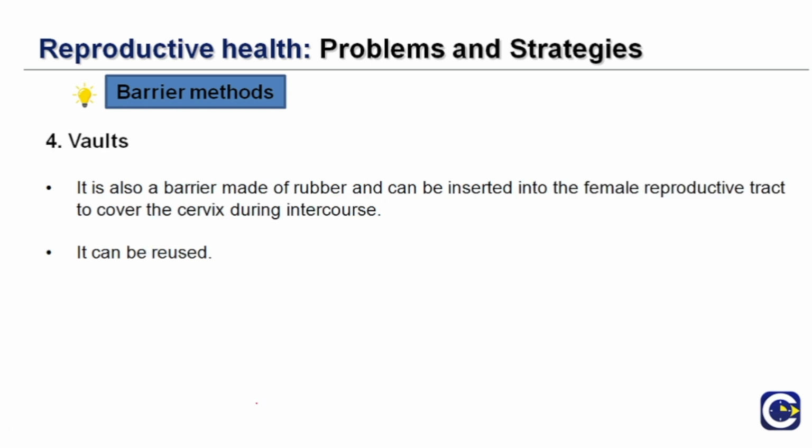The fourth barrier method is known as Vault. It is also a barrier method that is made of rubber. So the barrier is made of rubber and it can be inserted into the female reproductive tract to cover the cervix during intercourse. It is exactly similar to cervical caps as well as the diaphragm that we have seen, and it can be reused like both the diaphragm as well as cervical caps.